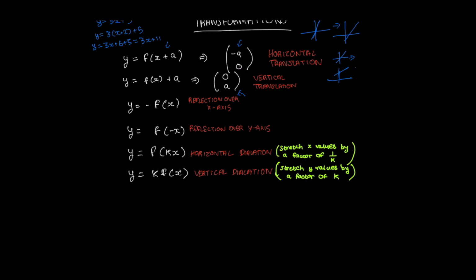So reflection is again quite simple. Reflection over the x-axis: if you have a function like this, take the x-axis as a line of symmetry and just reflect it. And reflection over the y-axis would be, if you have a function like that, you reflect it over the y-axis, so that the y-axis is the line of symmetry.